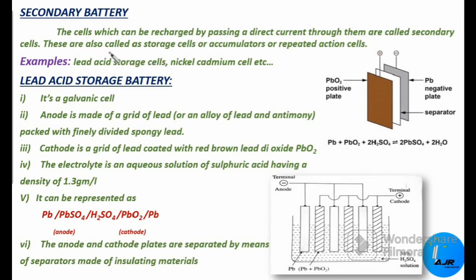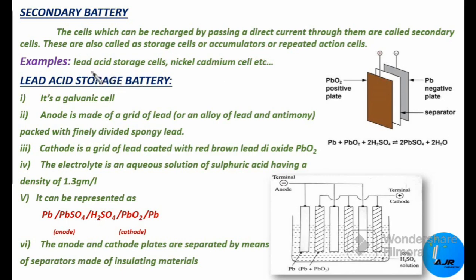These secondary cells are also called storage cells, accumulators or repeated action cells. From the name itself we can understand that they can be used again and again. Why are they called storage cells or accumulators? Because they are capable of storing electrical energy in the form of chemical energy. That's why they have the names storage cells or accumulators.